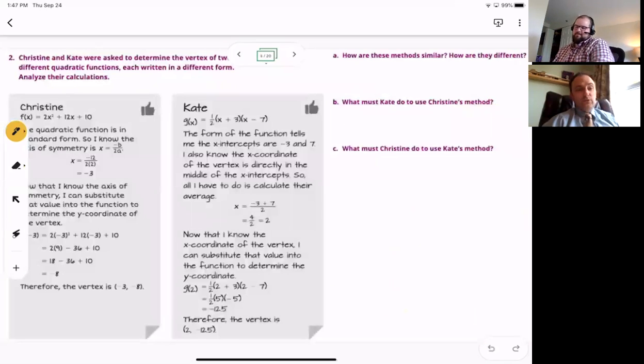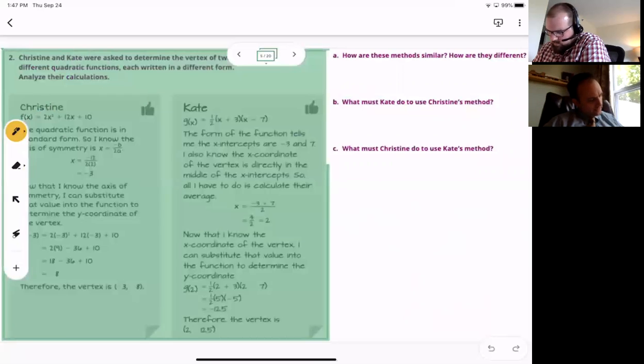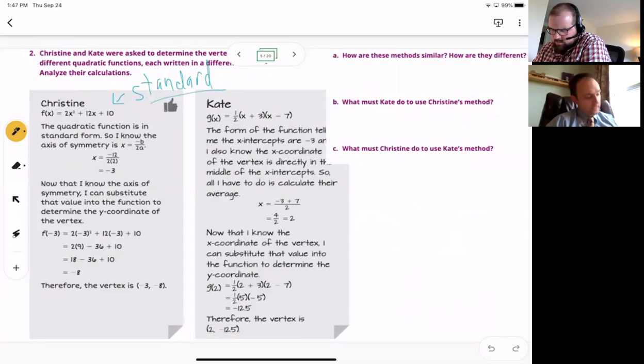What do we got here? Ooh, Christine and Kate. That's to determine the vertex of 2 different quadratic functions. Analyze their calculations. I moved it over so I could see it. So Christine looked at standard form. So that's standard form. So that means finding the vertex was not an easy thing to find from here.